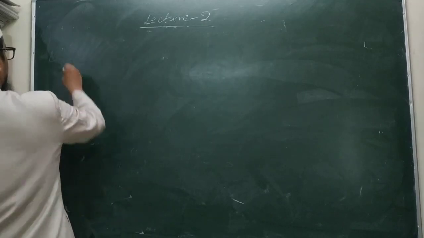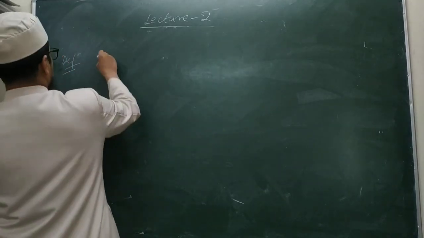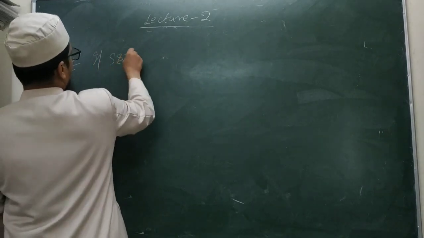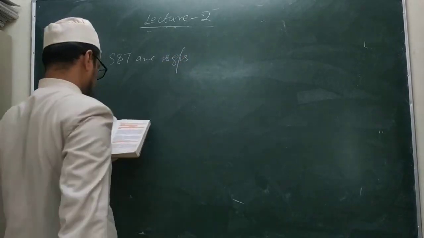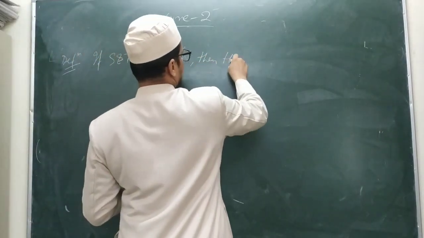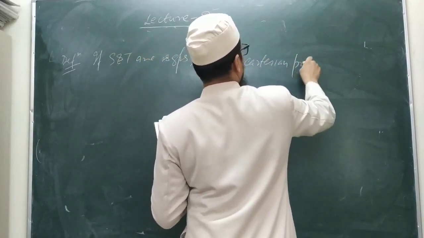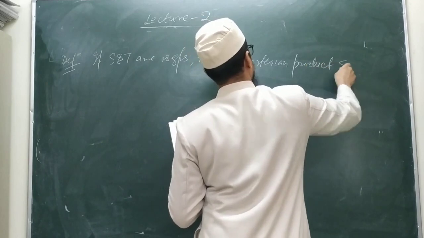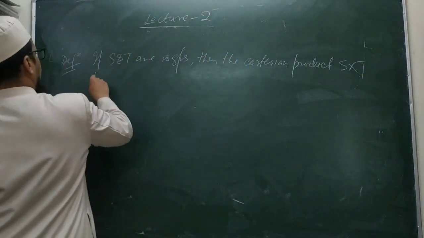Note down that equation. If S and T are semigroups, then the Cartesian product S cross T becomes a semigroup.